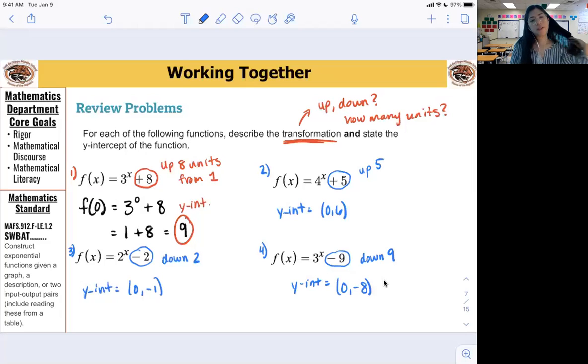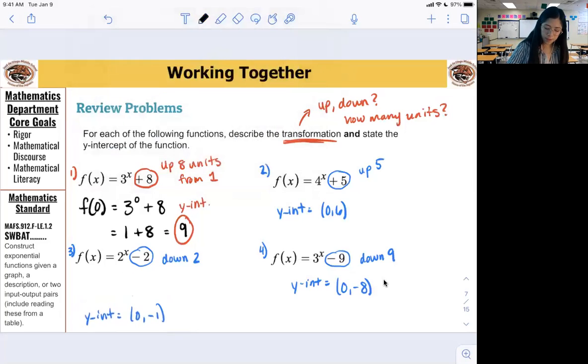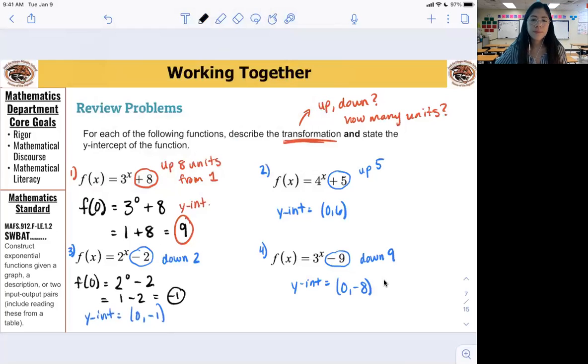Okay, number 3. Someone wants me to explain number 3. Sure. So the transformation is just based on the number that's there. Since I have minus 2, that's down 2 units. Now I'm going to show you the long way to get the y-intercept. If I plug in a 0, 2 to the power of 0 minus 2. What's 2 to the power of 0? 1. And what's 1 minus 2? Negative 1. So that's how we got 0 comma negative 1. Any other questions?